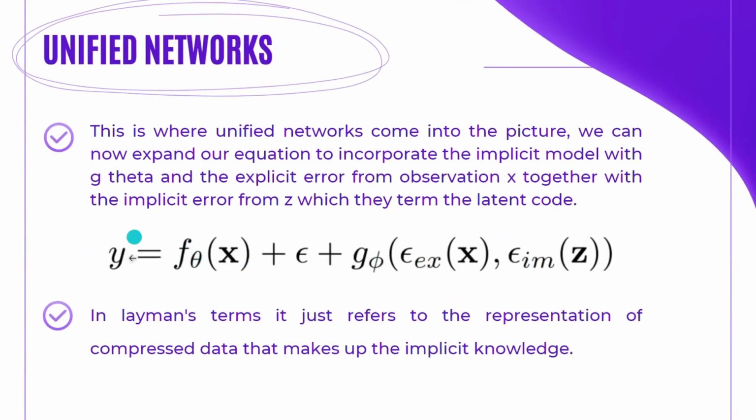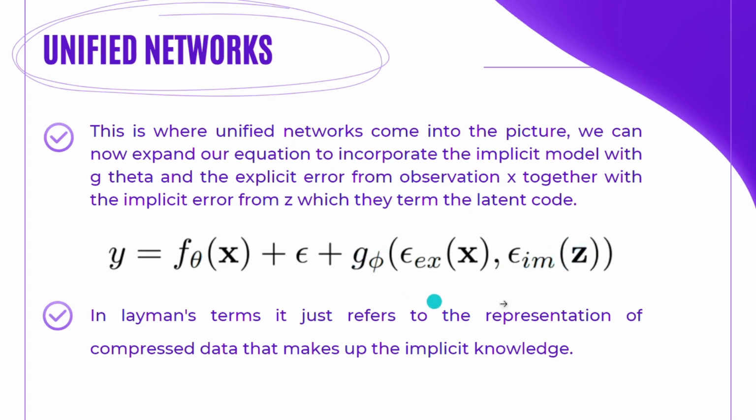So we have already seen how to come up with the explicit part of the network. Next, we'll see how to integrate the implicit knowledge into the explicit part. This is where unified networks come into the picture. We can now expand our equation to incorporate the implicit model with g phi and the explicit error observation x together with the implicit error from z. So this g phi term is the one that's coming from the implicit part of the model, and this epsilon ex represents the explicit error from the observation x, and this is the implicit error from the observation z.